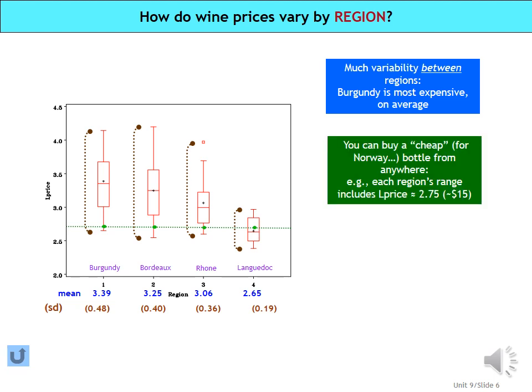You can buy a cheap bottle from anywhere. Each region's range includes the prices, and here is one of the prices. So this is a cheap country.